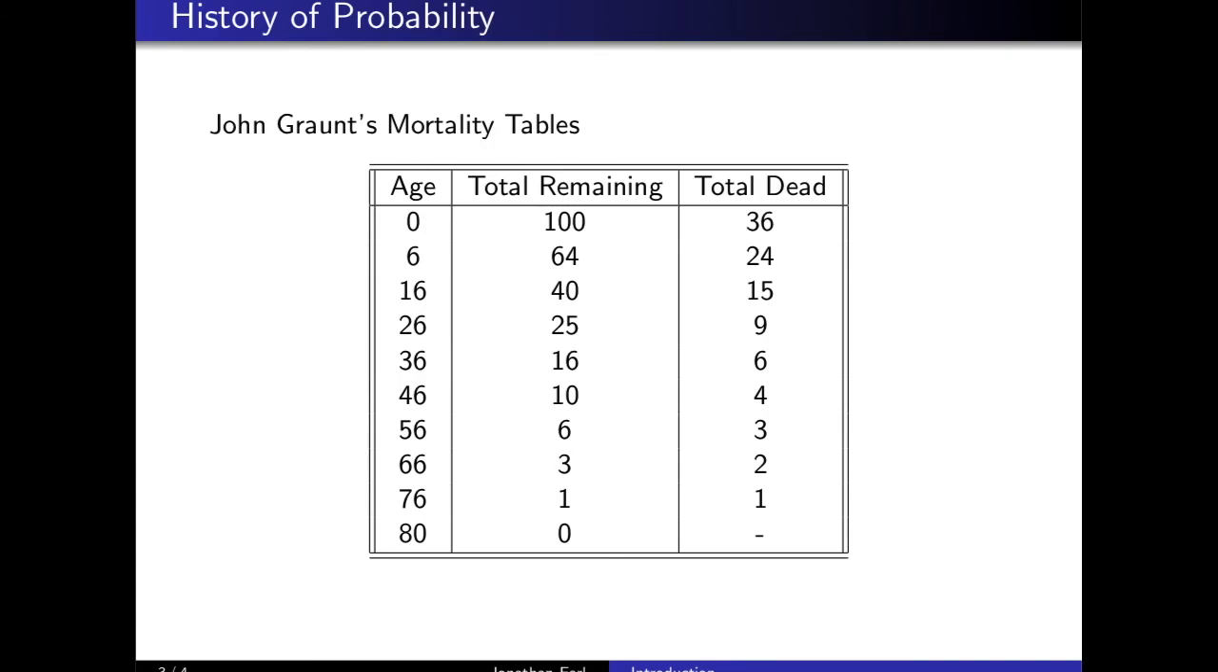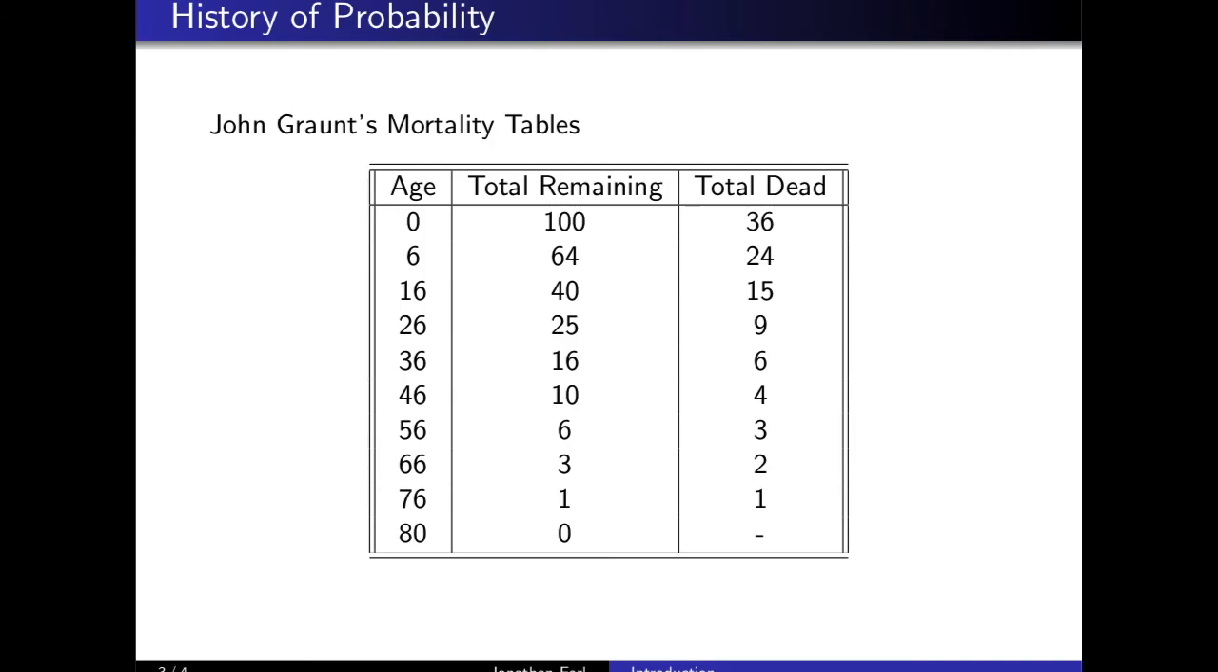What Graunt wanted to do was come up with the probability that a person would get from one age to some later age. For example, the probability of getting to the age of 6. And what he would do is look through kind of the medieval equivalent of obituaries and came to these conclusions based on all of the data that he had. So if you had 100 infants, Graunt's mortality table would tell us that 64 would reach the age of 6, or about two-thirds of them.